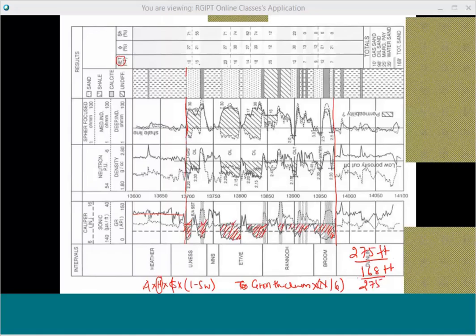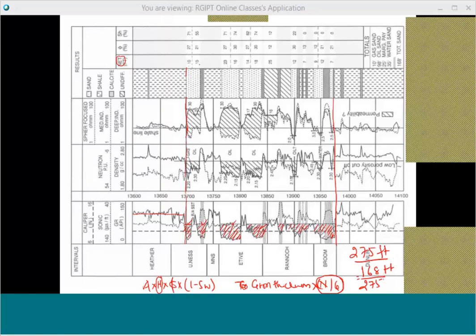275, that is what? So this is net to gross ratio, okay? You can take, even if you do not know in all the wells in the area, but if you have just one well, from that you take this, okay, and you can use this net to gross at other locations in the same area, okay. Okay. So this is what you can do.